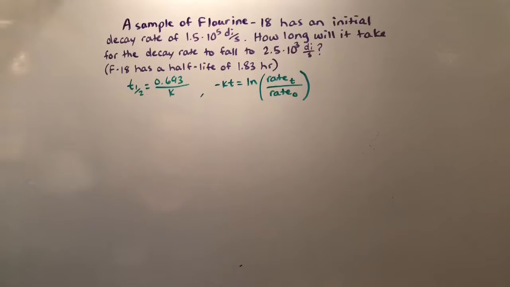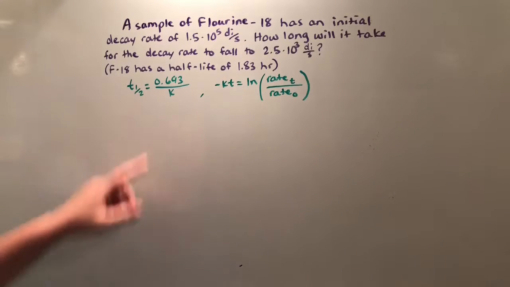Hi everyone, so today we're going to be working on this problem. A sample of fluorine-18 has an initial decay rate of 1.5 times 10 to the 5 disintegrations per second. How long will it take for the decay rate to fall to 2.5 times 10 to the 3 disintegrations per second? Fluorine-18 has a half-life of 1.83 hours.